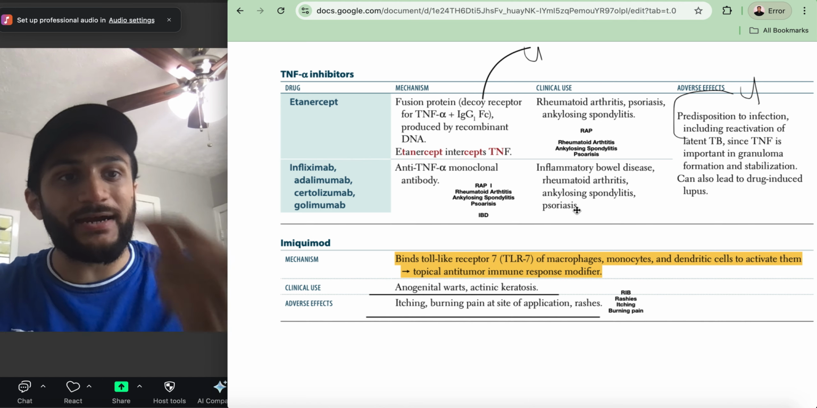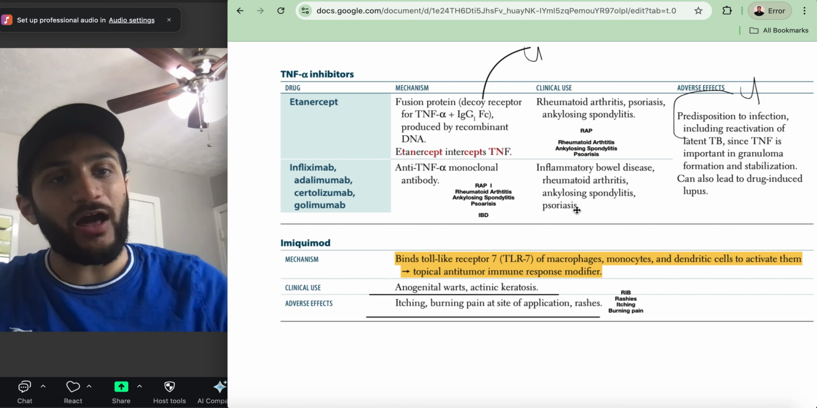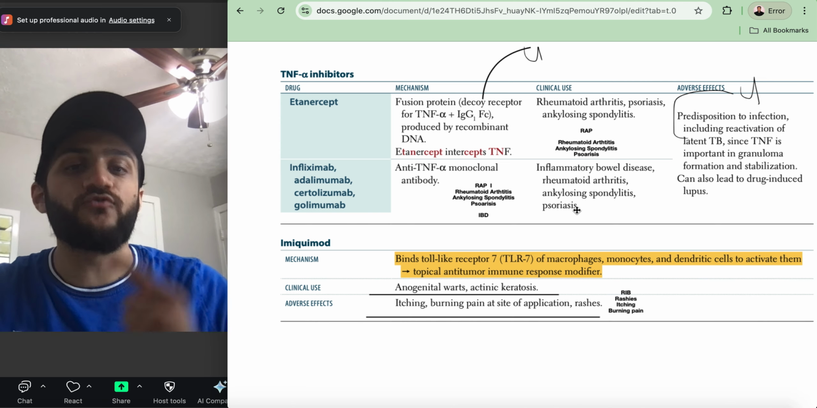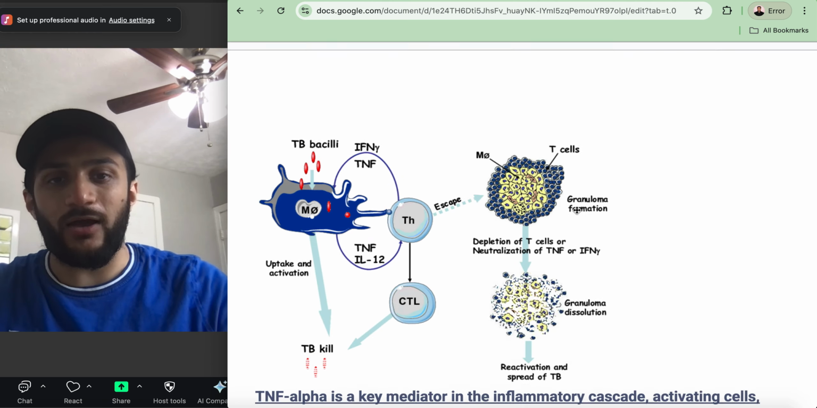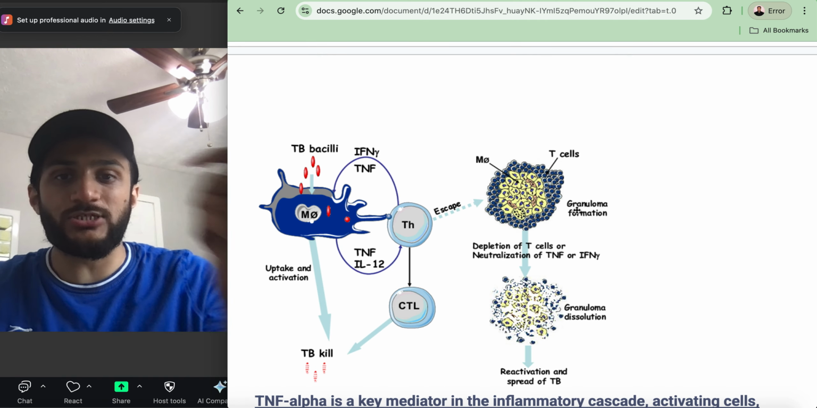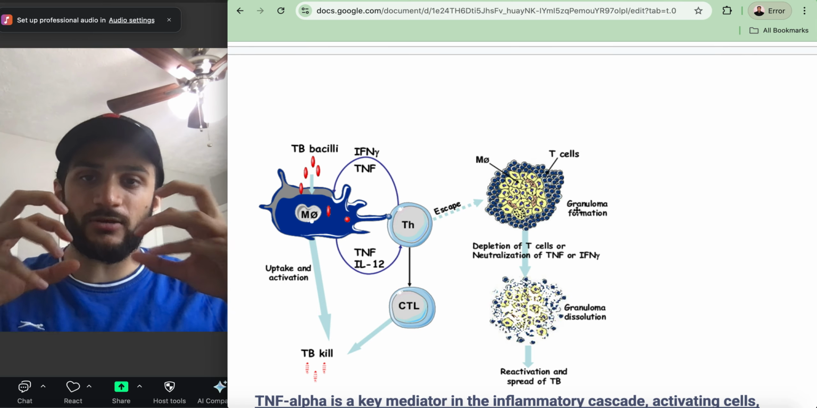This, guys, is going to predispose to reactivation of latent TB, since TNF is important in granuloma formation and stabilization. It can also lead to drug-induced lupus. So as we know, I'll have a photo over here. When tuberculosis comes into our body, what happens? It goes to macrophages and then T helper cells. Okay, macrophages, the two big boys here, and T helper cells.